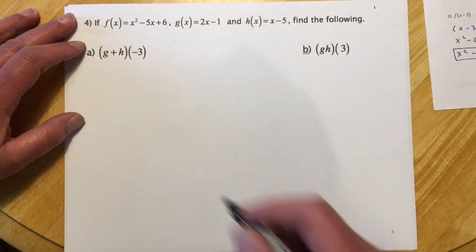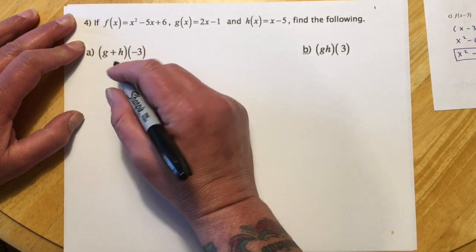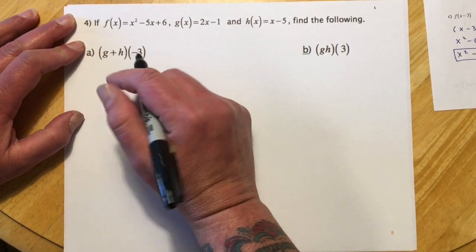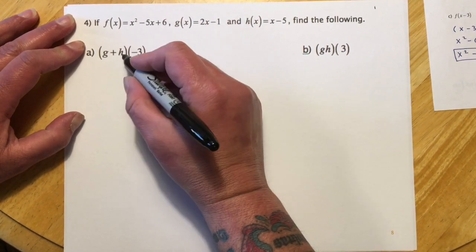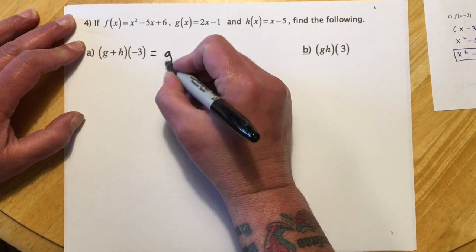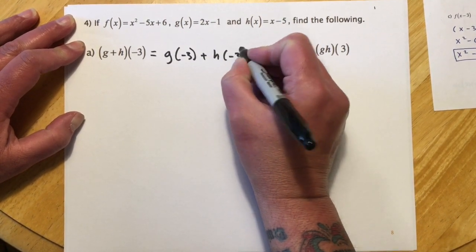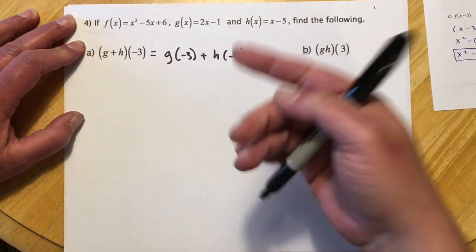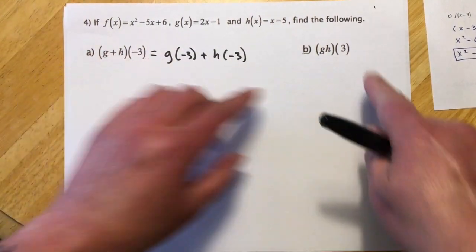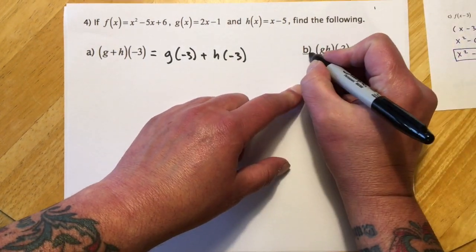Okay, so the next step is the algebraic expressions and function notation. So this first one is g plus h, and then this means evaluated at -3. So this is the same exact thing as g of -3 plus h of -3. And so it doesn't mean multiply by -3, it means evaluate at. And anytime there's those parentheses after these, it's always evaluate. If they wanted you to multiply, they put the 3 in front.